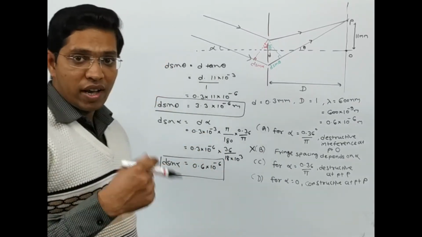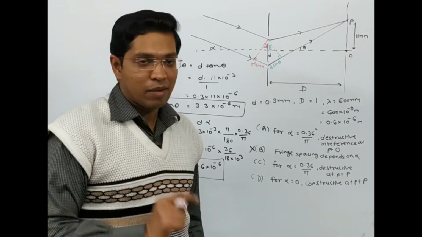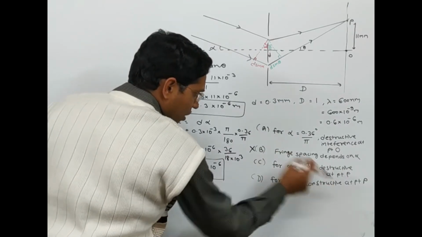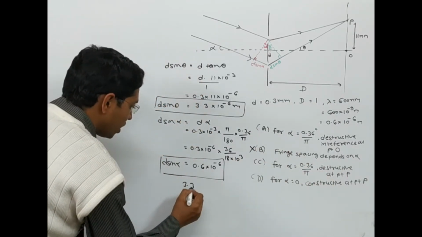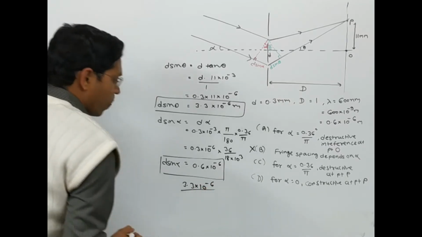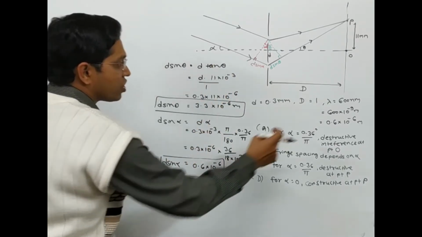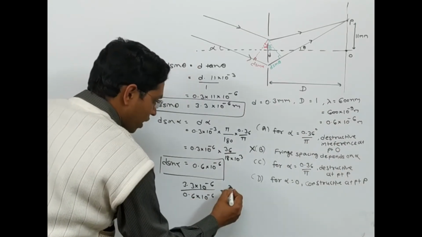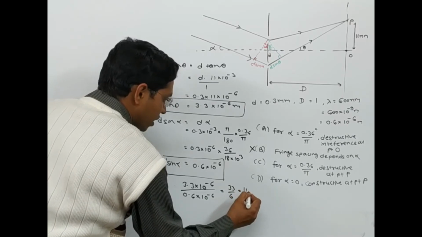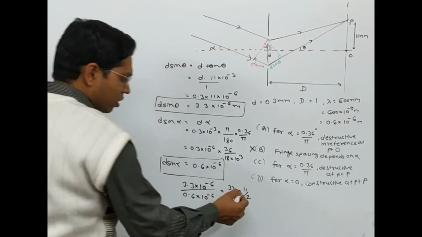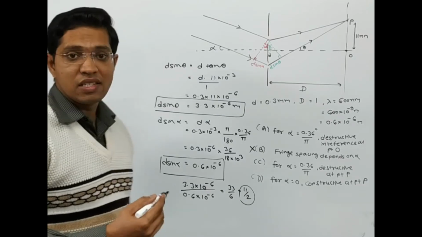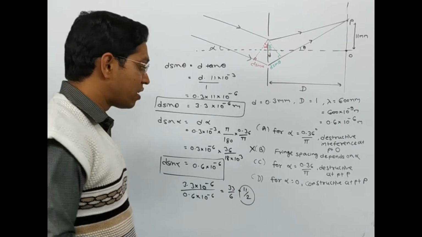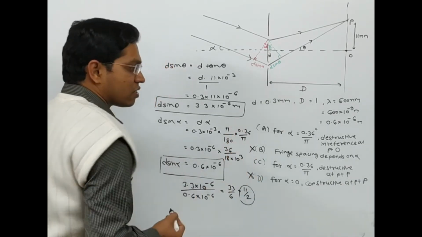And hence, for every path difference, I'll be dividing by lambda. So here, for this option, I'll have to check 3.3 into 10 raised to minus 6 divided by the wavelength. Now how much is the wavelength? 0.6 into 10 raised to minus 6. So what I get is 33 by 6, which is nothing but 11 by 2. Now 11 by 2 means it is of the form (2n plus 1) by 2. Hence it is a destructive interference, and hence this is not the correct answer.